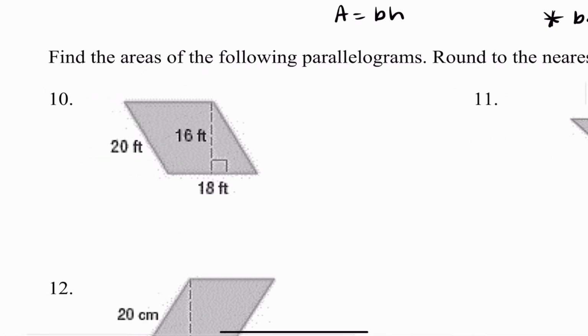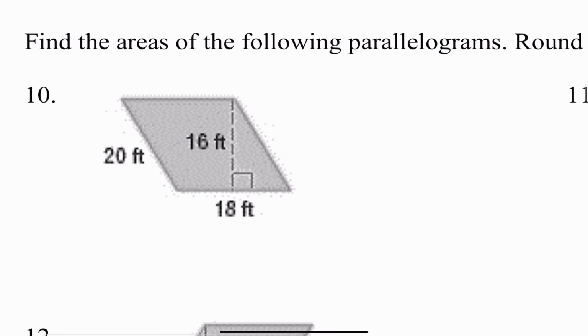All right, so if we look at number 10, well, I'm asked to find the area. The area is equal to base times the height, and A is equal to, here's my base. That's 18, and it's perpendicular to the height here, which is 16. And you can see they intersect at a 90-degree angle.